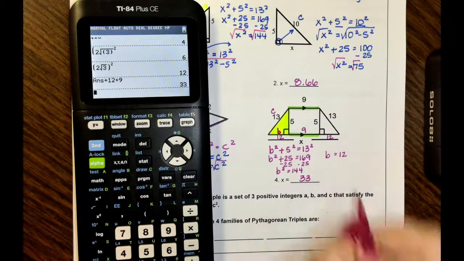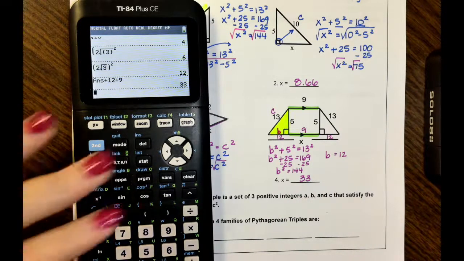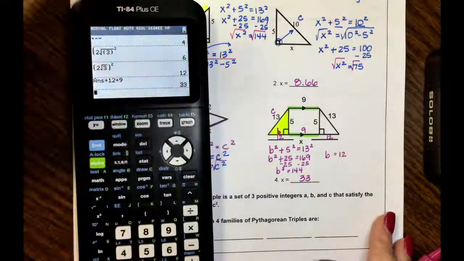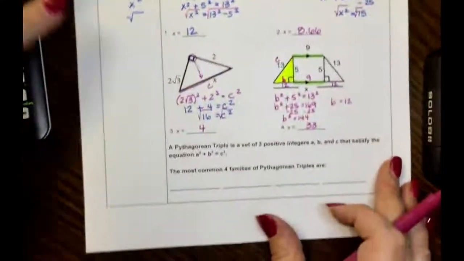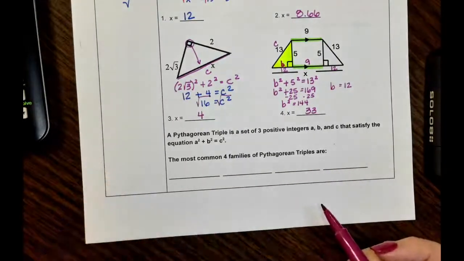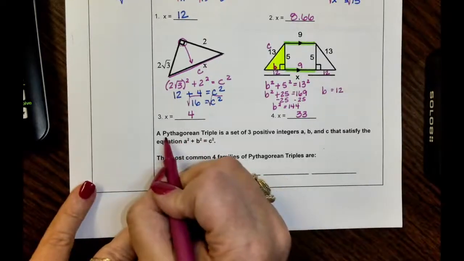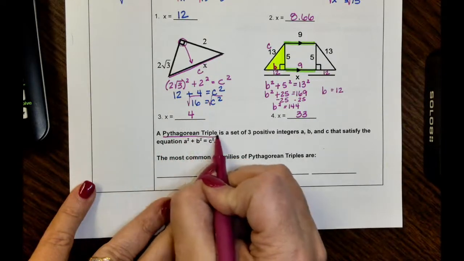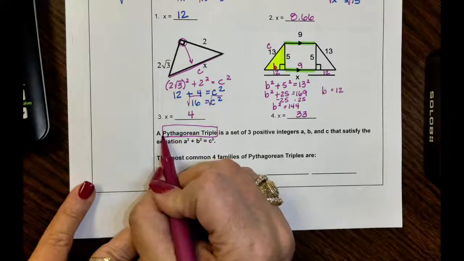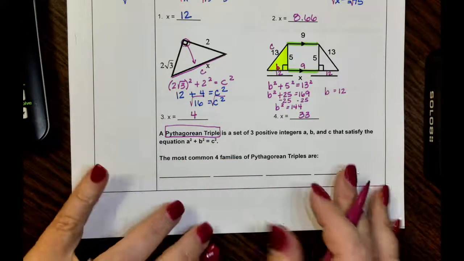So it's just another way to see that right triangles don't always exist by themselves. Sometimes they are a part of another shape. Now, one of the things that's nice about the Pythagorean theorem is there are certain numbers that always seem to show up, and they're called Pythagorean triples. A Pythagorean triple is a nice shortcut, and it's just a shortcut. If it doesn't work for you, then don't do it. But the most common triples are these.